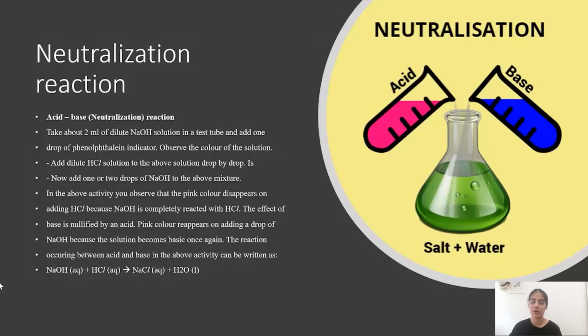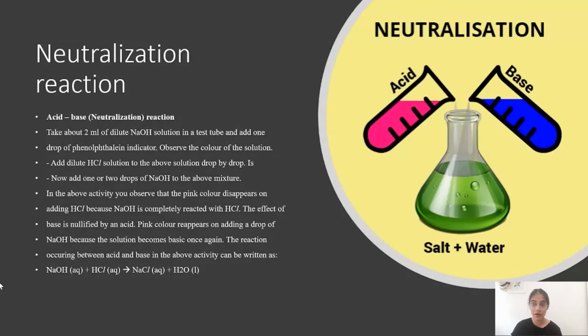Now, if you take about 2 ml of dilute sodium hydroxide solution in a test tube and add 1 drop of phenolphthalein indicator, you will observe a certain color, right? That will be pinkish. If you now add dilute HCl to the solution drop by drop, that pink color will keep disappearing. Why? Because that acid will react with that base to give you a salt. So, the effect of the base is nullified by the acid. The pink color of phenolphthalein will reappear on adding a drop of NaOH.